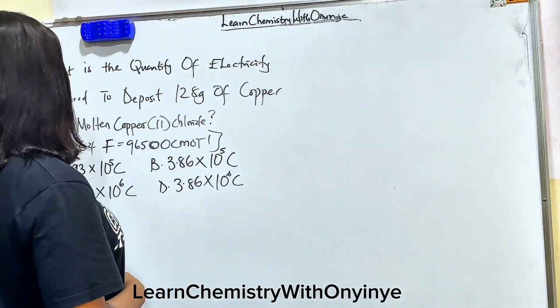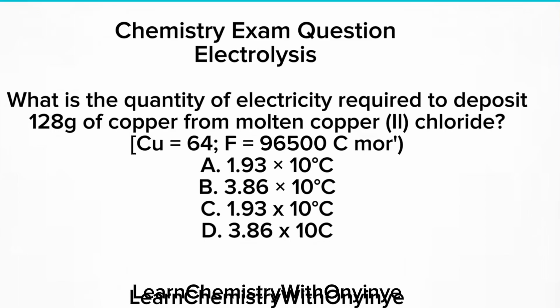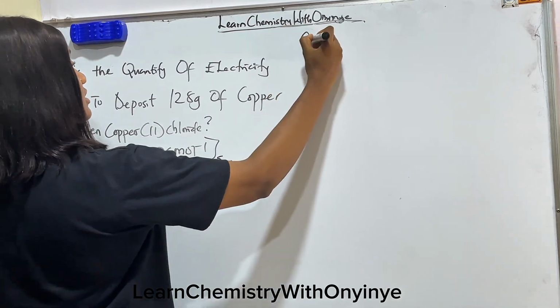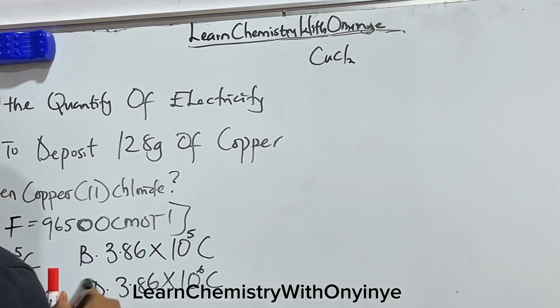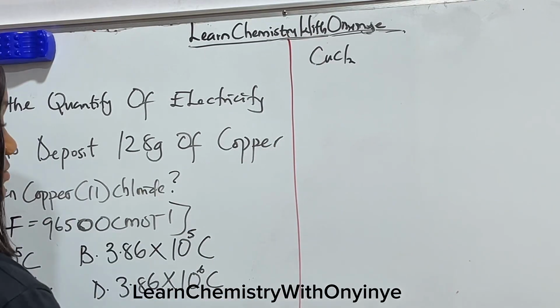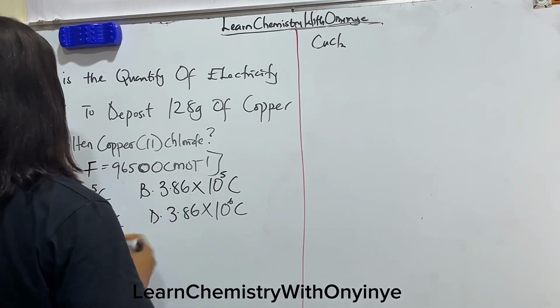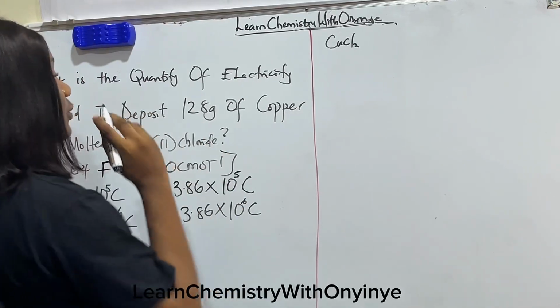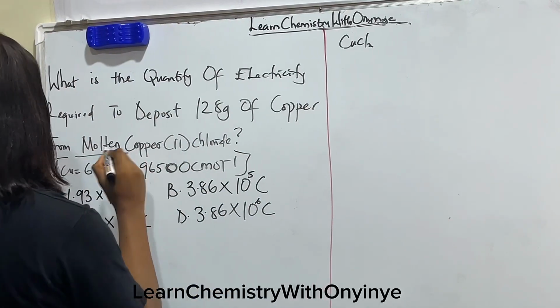Like the question said, we're looking for the quantity of electricity required to deposit 128 grams of copper from copper II chloride. So what's copper II chloride? This is copper II chloride. All right, and what does molten mean?